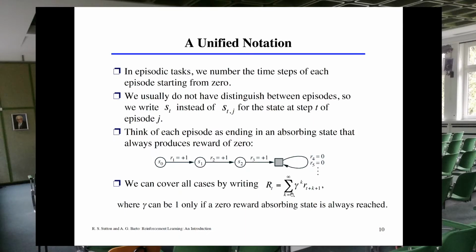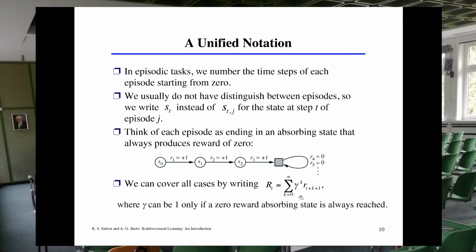and we will need to write the return, the expected return, as the sum from 0 to infinity of the discounted rewards. So in general, you will see that the learning algorithms in reinforcement learning will always consider this gamma here.